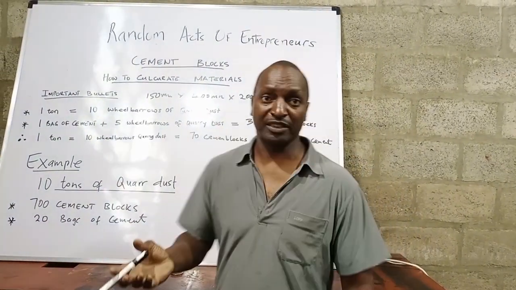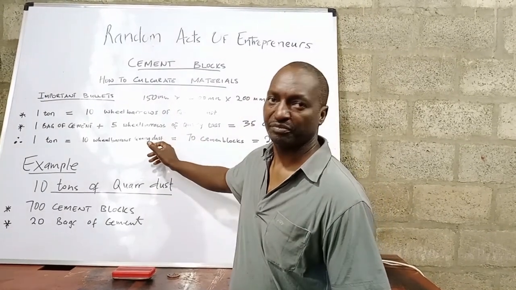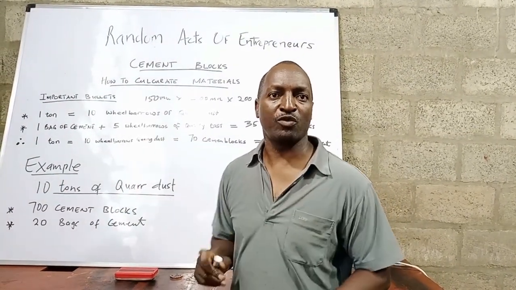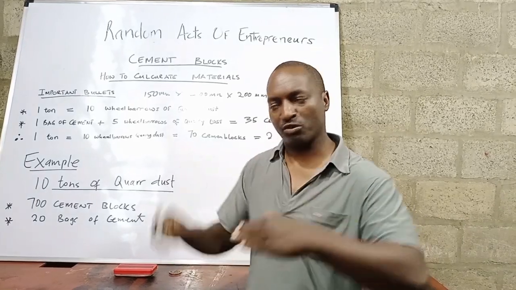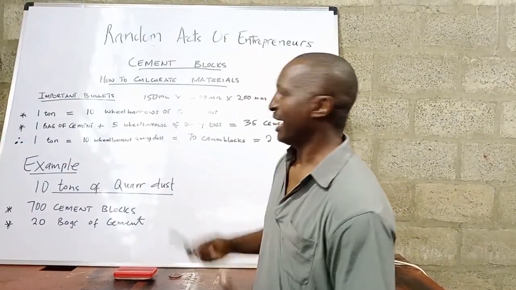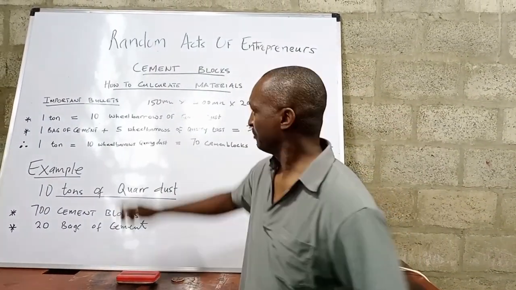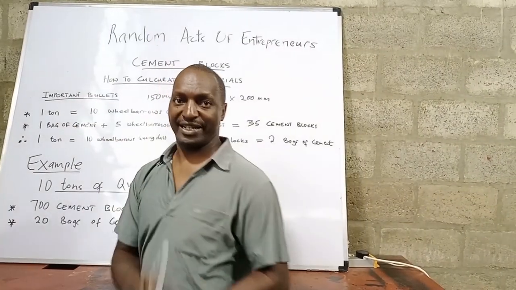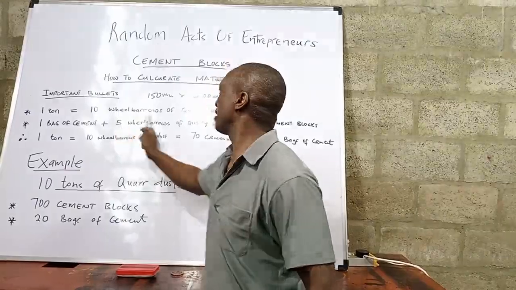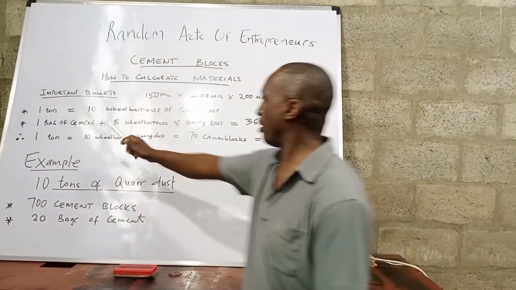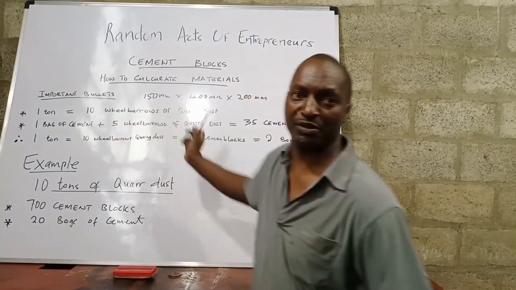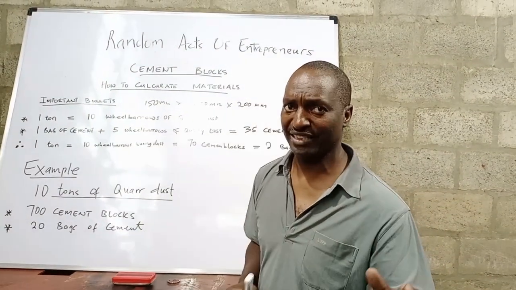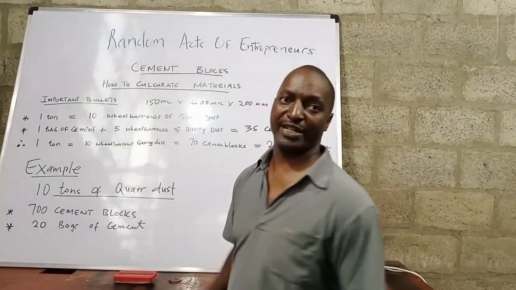And the good thing about it is I've put it on this whiteboard, because then you can watch this video and then you can be seeing what I'm talking about. I'm going to repeat this thing again. To repeat it, 1 ton of quarry dust is equal to 10 wheelbarrows. So on each and every ton, you'll be able to get 10 wheelbarrows of quarry dust.